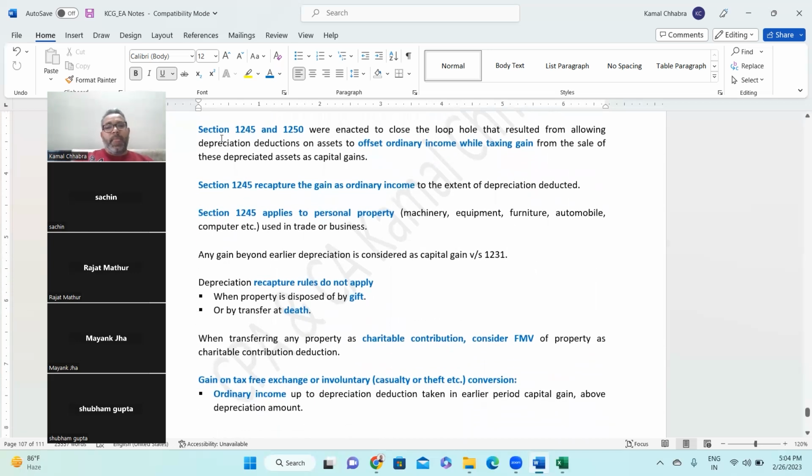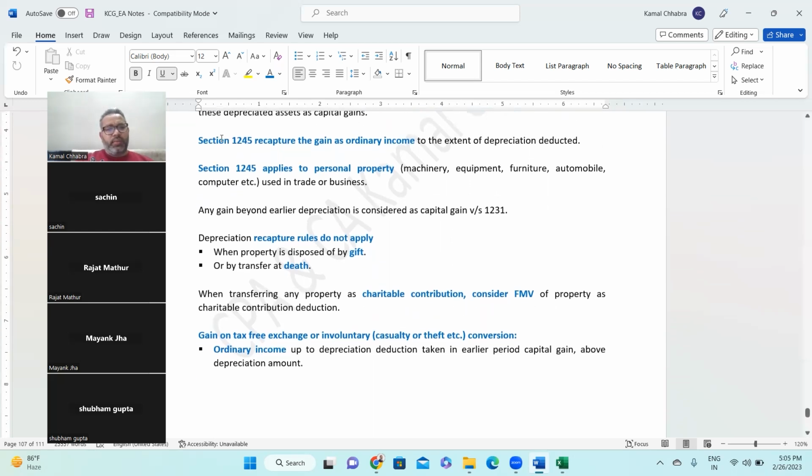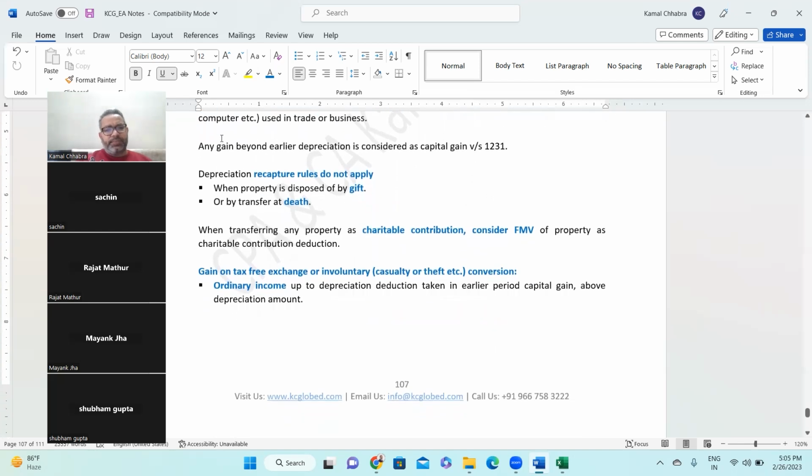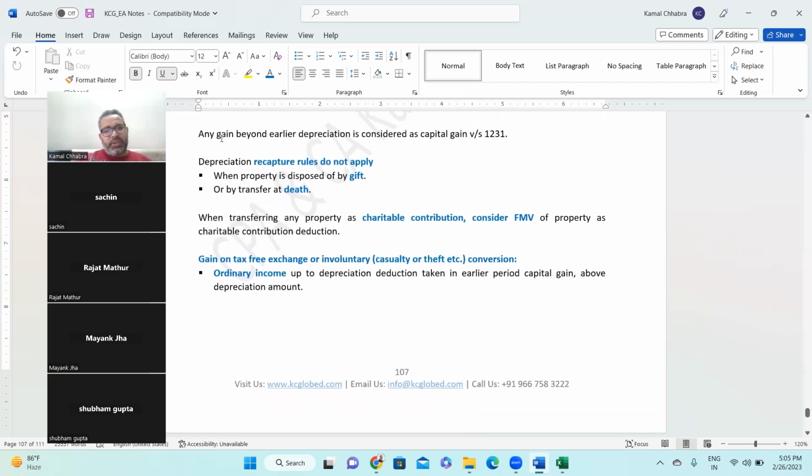1245 and 1250 were enacted to close the loophole that resulted from allowing the depreciation deduction on assets to offset ordinary income while taxing the gain at a lower tax rate. So that we are already aware of. 1245 recaptures the gain as ordinary income to the extent depreciation was charged earlier. 1245 applies to personal property, which is machinery, equipment, furniture, automobiles, computers used in trade and business. Any gain beyond earlier depreciation is considered a capital gain under section 1231.